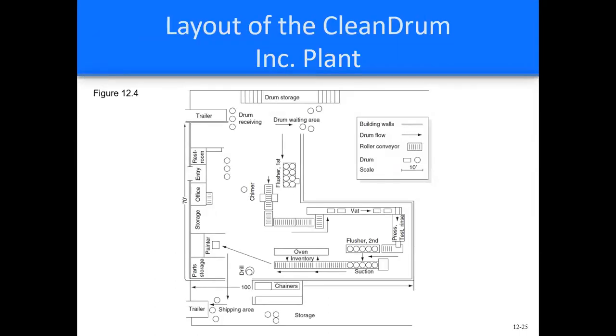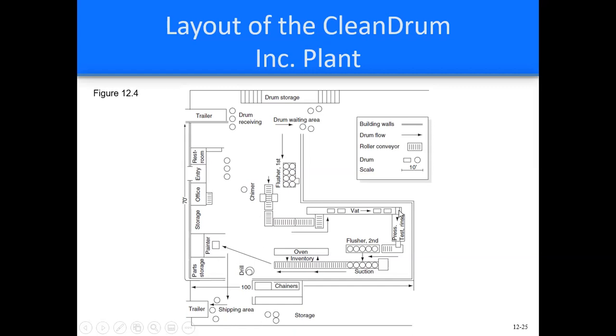So this is the clean drum plant's layout. We start from here, the drum waiting area. And then after we receive it, put it here. And then we do the flusher the first time. And then the chimer, doing this, and then going here.